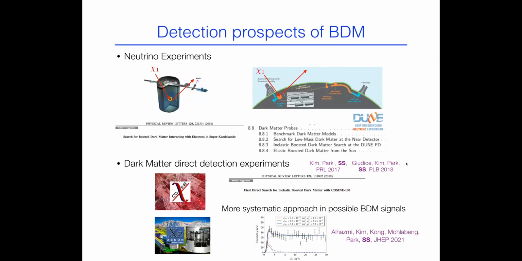And in 2020, XENON1T announced the high energy recoil electron signals, which can also be explained in terms of boosted dark matter.